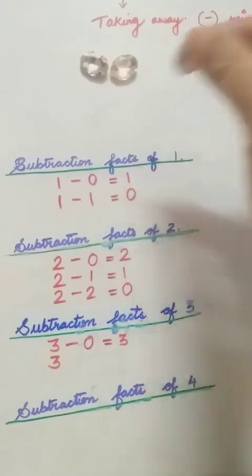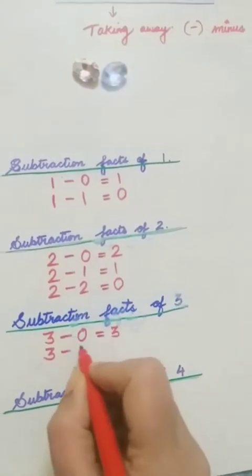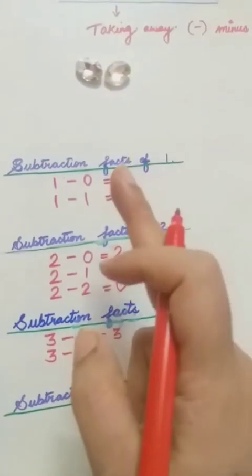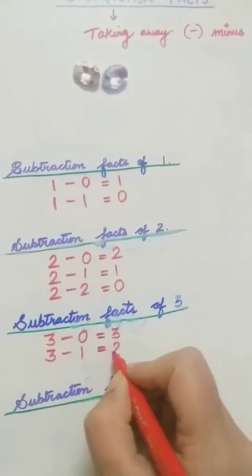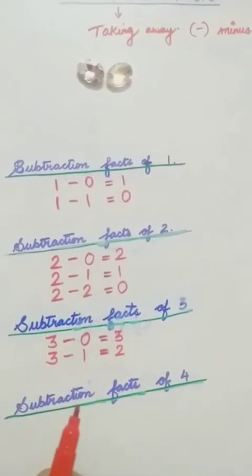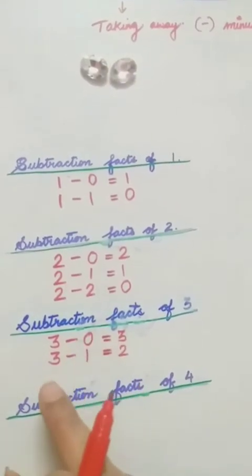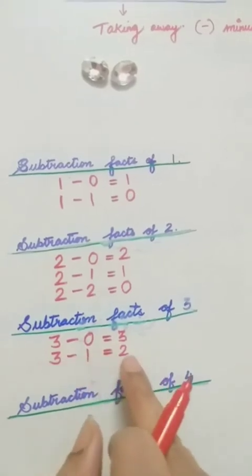So we have removed 1 button. So 3 minus 1 is equal to, how many buttons are left? 2. So 3 minus 1 is equal to 2. So our second subtraction fact is also over. 3 minus 1 is equal to 2.